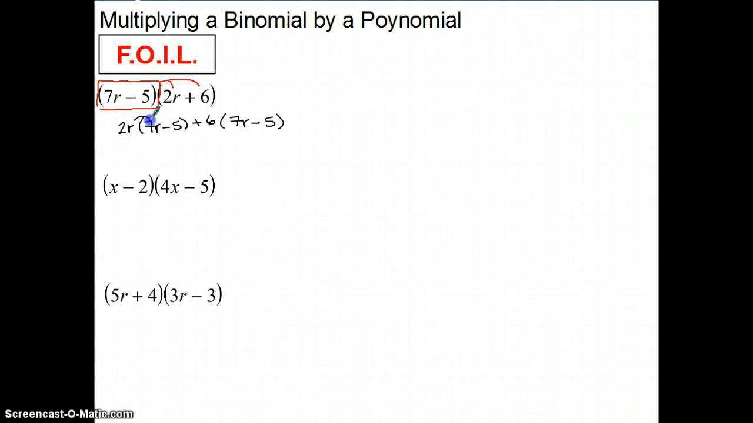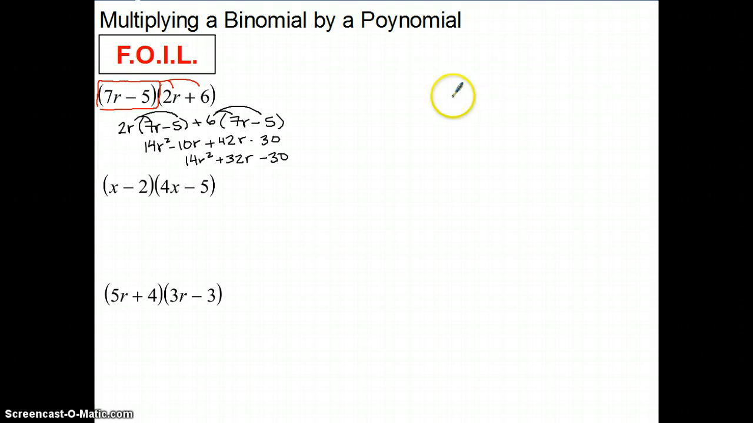From here, we distribute the 2r and we distribute the 6. So what ends up happening is we multiply everything in one set of parentheses by everything in the other set of parentheses. We're distributing the 2r to both terms in the other set of parentheses, and we're distributing the 6 to both terms in the other set of parentheses. I end up with 14r squared minus 10r plus 42r minus 30. Combining like terms, I have 14r squared plus 32r minus 30.